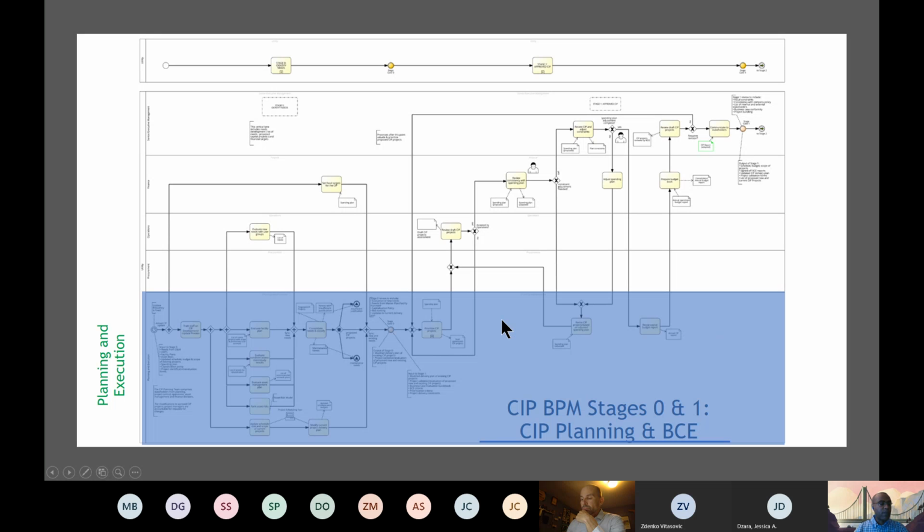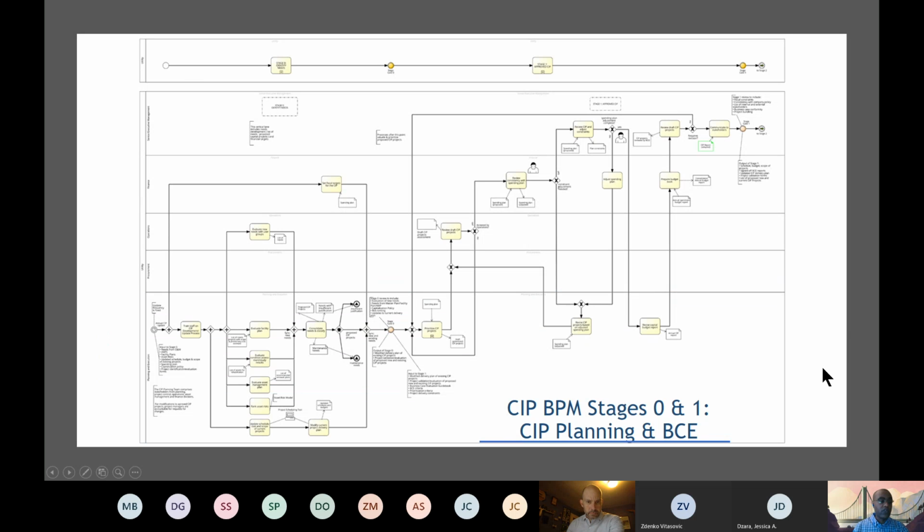The next one is the planning and execution swim lane. This lane includes representatives from various functional units of the organization. Various organizations give various names for that, but the team agreed that this may be a good representative of that. And most of the work during CIP planning is done by this team. As you can see, there is a lot of work that's done by this team. So basically, this is for the CIP planning and BCE process. The model in general looks like this. Any question on this one before I proceed to the next one?